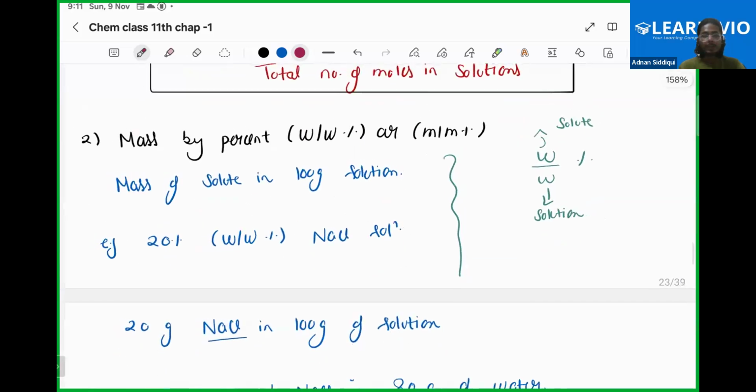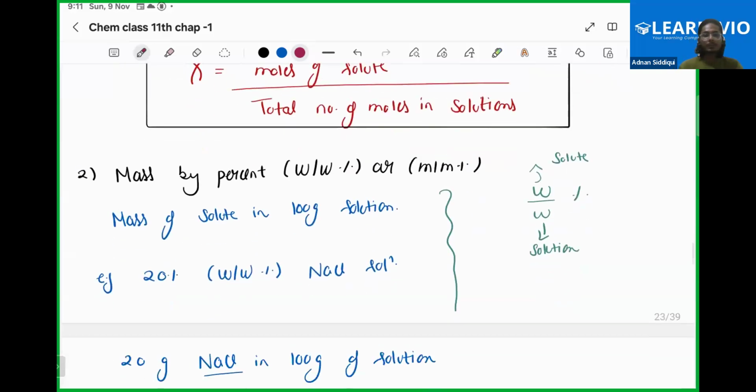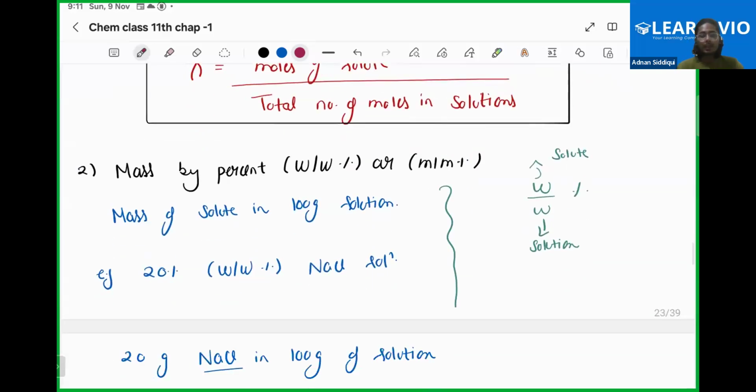We also talked about mass by percent. Can you tell me what is mass by percent? Mass of solute by mass of solution. Whenever you are seeing this term, one thing you can understand for sure is that the solution amount is always going to be 100 gram. Suppose I am saying 20% weight by weight NaCl solution. That means 20 gram of NaCl is present in 100 gram of solution. And if the solvent is not mentioned, you will take it as water.